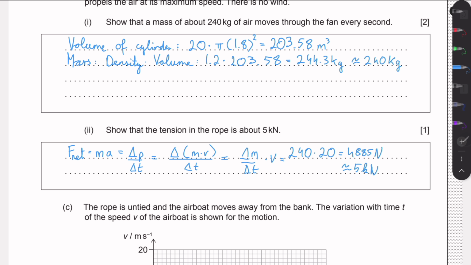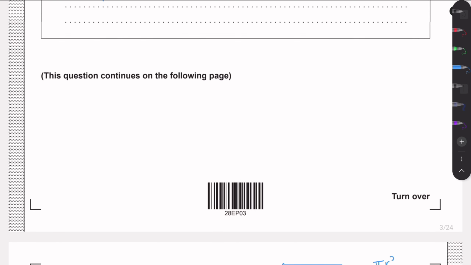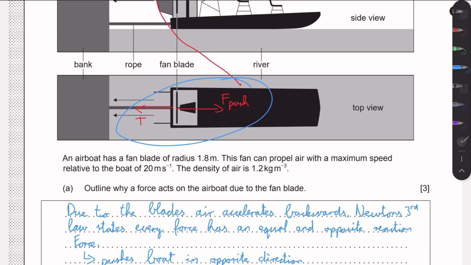So here we just use the fact that the net force can be calculated from the change in momentum of the air. So the fan blades produce a change in momentum in the air as they start pushing it. And so like this, we can calculate the force that creates this momentum change in the air. And well, this force is going to be equal to the tension because of this relationship.